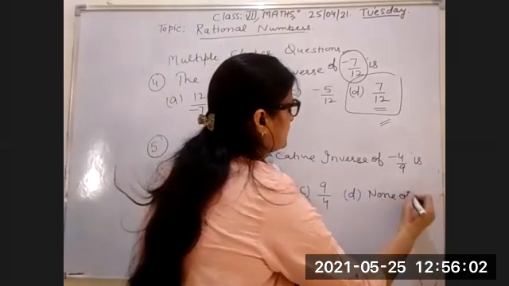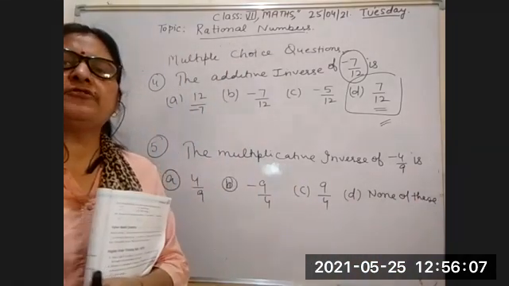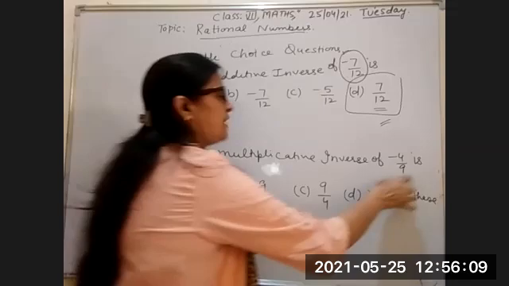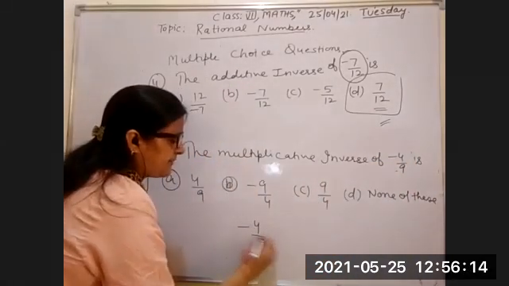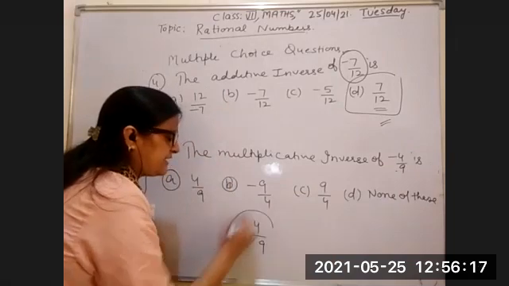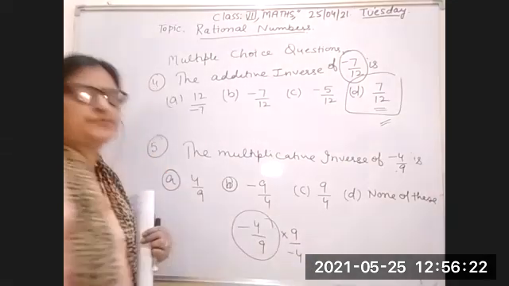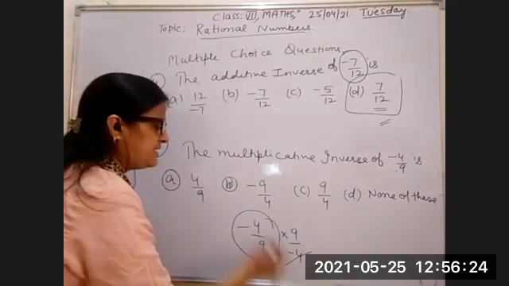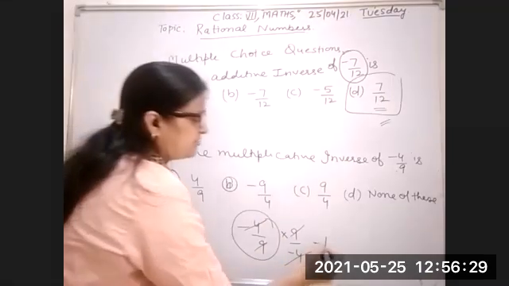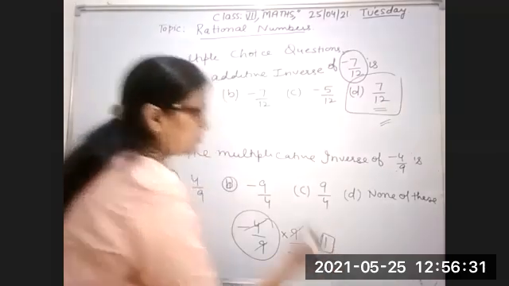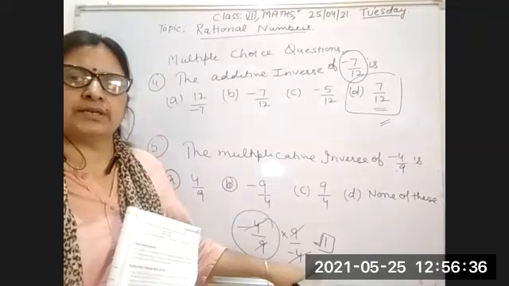How will you solve this question? The meaning of multiplicative inverse is that you have to take the reciprocal. When you take the reciprocal of -4/9, it is equal to 9/-4. When you multiply these two numbers, in their reduced form, their product is always equal to 1.